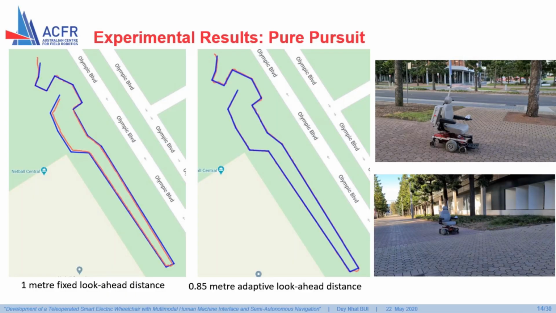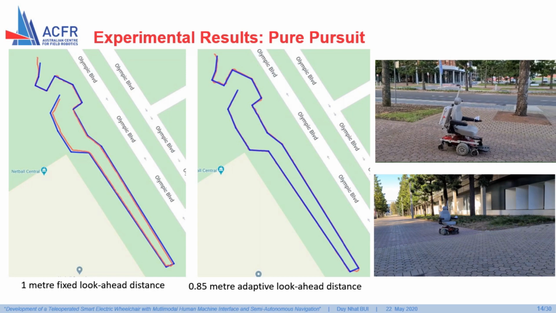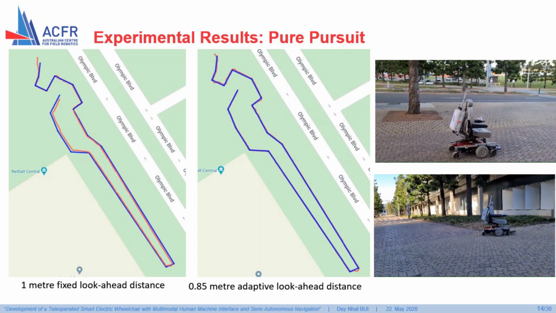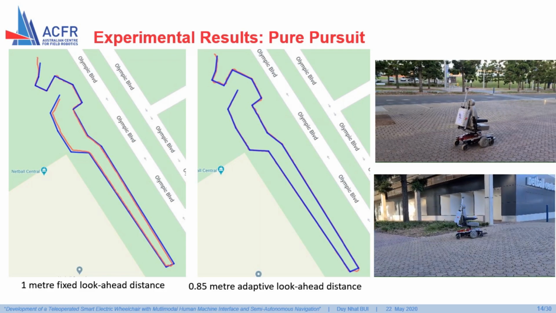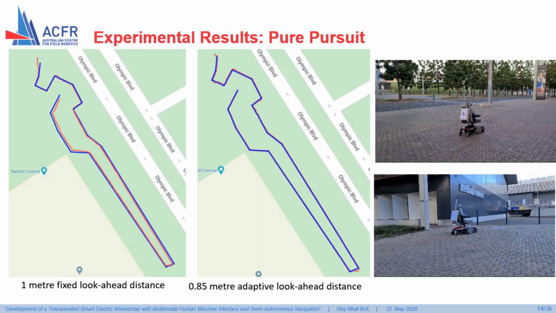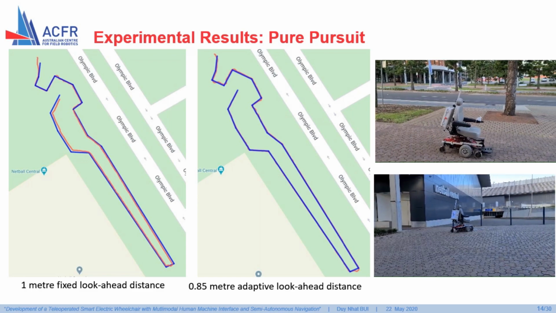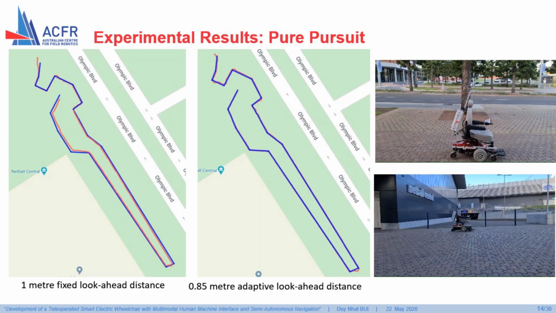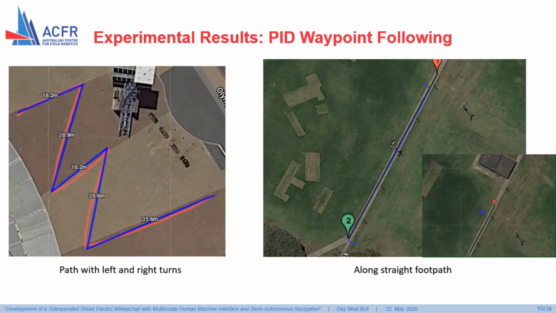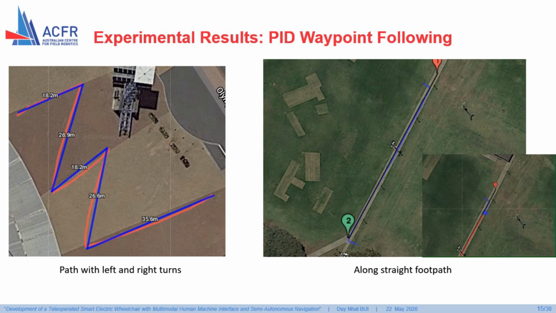However, a fixed long look-ahead distance can also cause large lateral error from the path. As shown here are the paths by a fixed 1 meter look-ahead distance and an adaptive 0.85 meters look-ahead distance. The adaptive shorter look-ahead distance allows the wheelchair to stick closer to the path with less lateral error. PAD waypoint following is efficient at following short waypoint segments and straight paths.